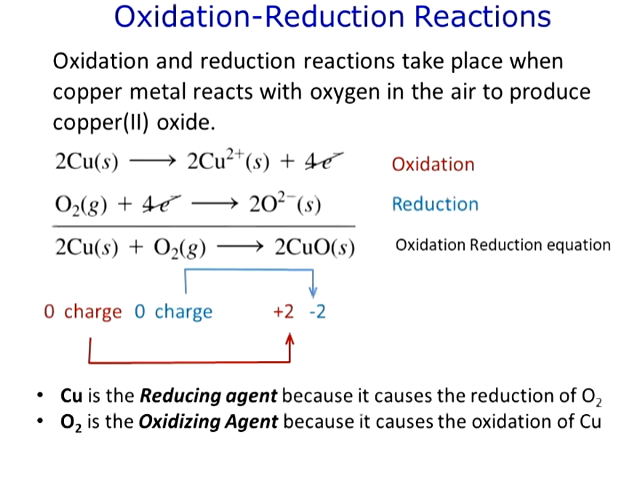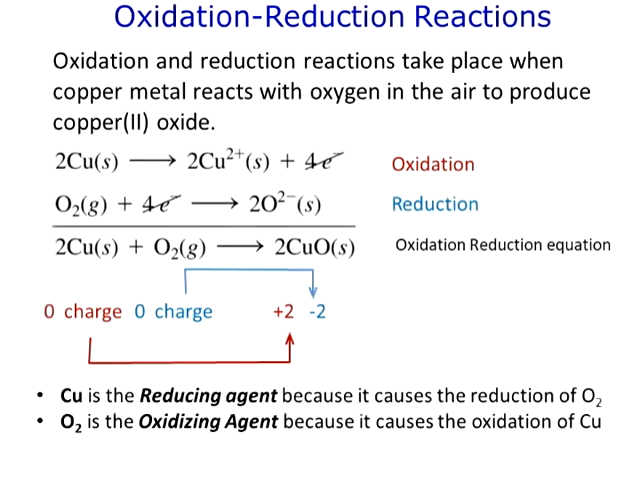Oxygen is the oxidizing agent because it causes the oxidation of copper. So, in other words, the species that underwent oxidation is the reducing agent. The species that underwent reduction is the oxidizing agent.